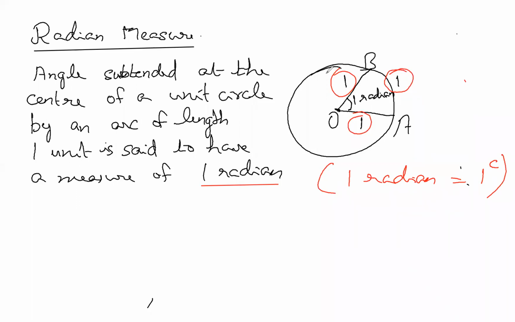Now please write this definition. Radian measure: angle subtended at the center of a unit circle by an arc of length 1 unit is said to have a measure of 1 radian. In between, if there is any doubt, you can ask through the chat option, or unmute your mic and ask, because this is a new concept.